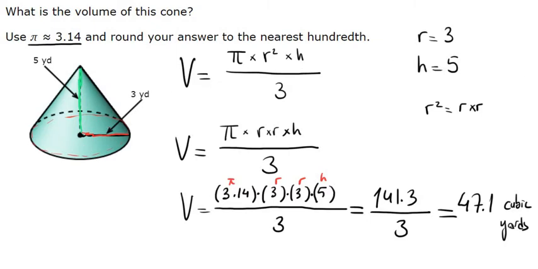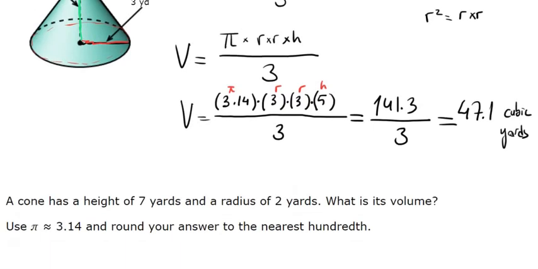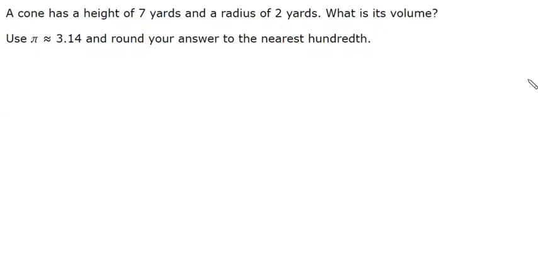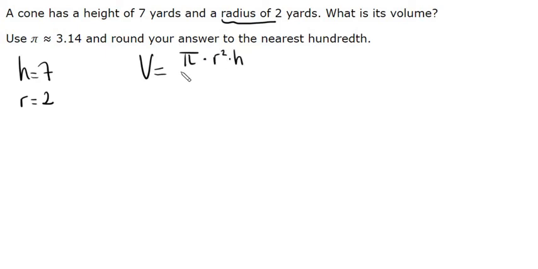Let's do another example. A cone has a height of 7 yards, so h is equal to 7. Let's write all the information that's given. Radius is 2 yards, so r is going to be 2. What's the volume? So let's write the formula for the volume. That's going to be pi times r squared times h divided by 3.